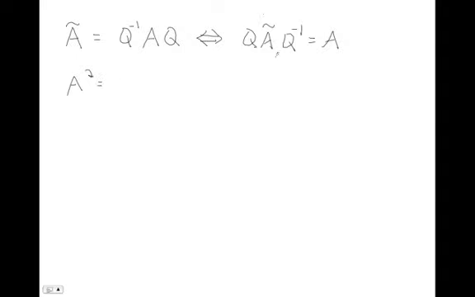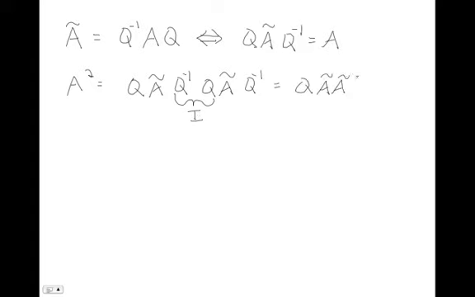Well, for A squared, I'm just going to plug in, so I'm going to get Q A tilde Q inverse for the first A, and then Q A tilde Q inverse for the second A. And then I acknowledge that these two in the middle are just the identity matrix, and multiplying things by the identity matrix doesn't change them. So it's like this just disappears. And so then I'm left with Q A tilde A tilde Q inverse, but that's just equal to Q A tilde squared Q inverse. And so I say that A squared is Q A tilde squared Q inverse.